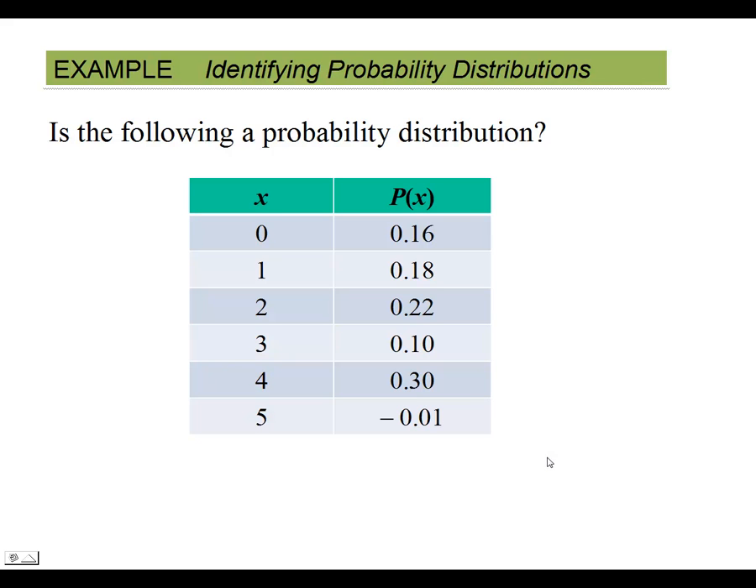Alright, here's another one. This one fails on the first part. We have a negative value here. That's not good. Alright, we can't have less than a 0% chance to have number 5 occur, so we have a problem.